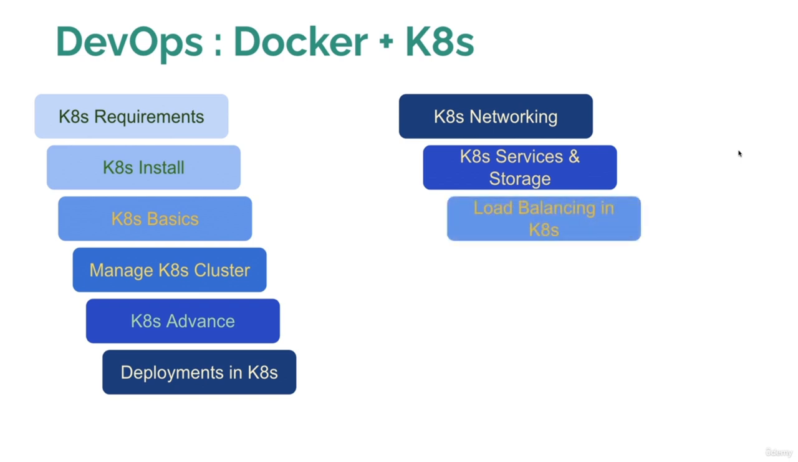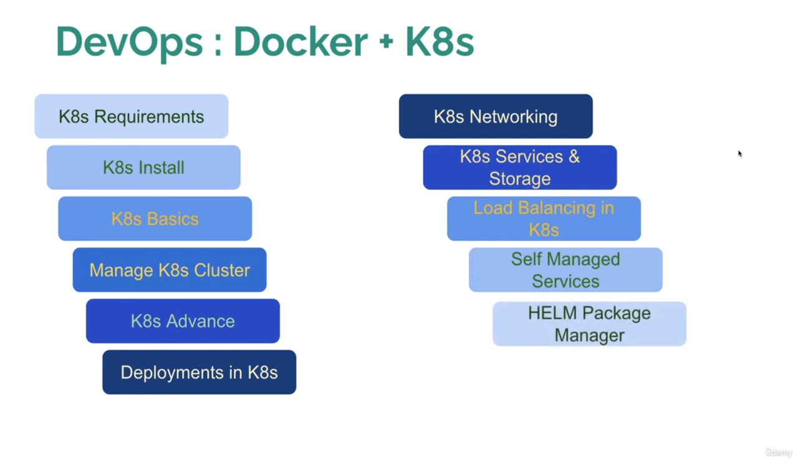Then we will see load balancing in Kubernetes, how Kubernetes performs load balancing, what types of load balancing are available in Kubernetes, and how you can opt for the correct load balancing for your application. We will go with the self-managed service in Kubernetes, the Helm package manager in Kubernetes. Using Helm, you can bundle and deploy your application in the Kubernetes cluster. So these are the other things, or the second part, which we are going to cover for Kubernetes.